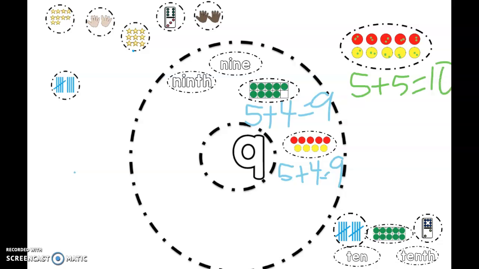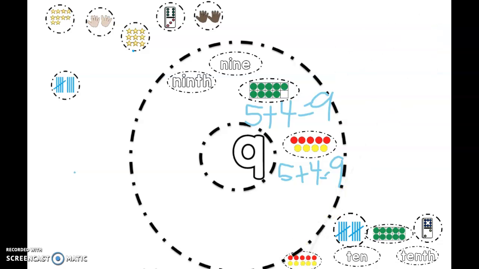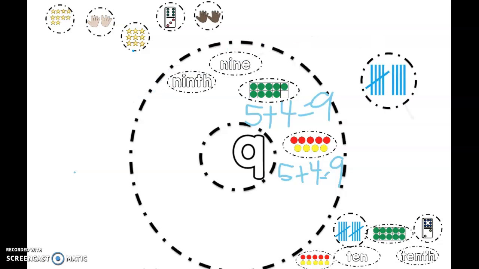So do I want that? No, I don't. That's too many. So am I going to put it on my circle chart? No, I'm not. I'm going to move it to the bottom. Ooh, we're not getting very many. Let's try these tally marks here.